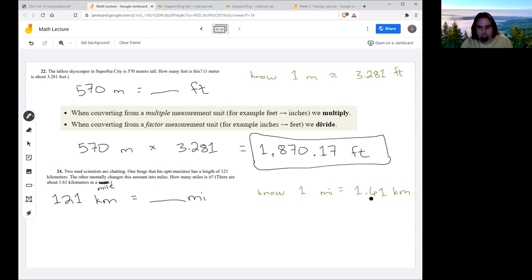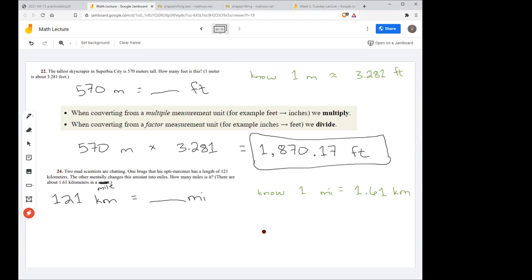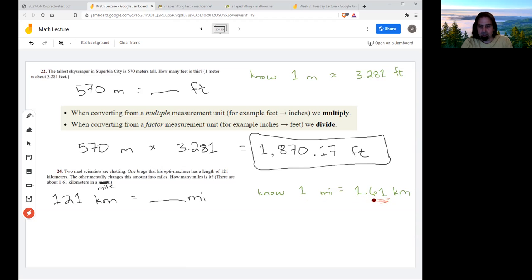So anyway, 1.61 kilometers is a mile, and 121 kilometers is how many miles? So is the mile a bunch of kilometers or the kilometers a bunch of miles? Kilometers, a bunch of miles. No, other way, the miles has more than one of these. So we're going from the smaller thing this time, the one that fits into the bigger one. So that's smaller thing means divide.